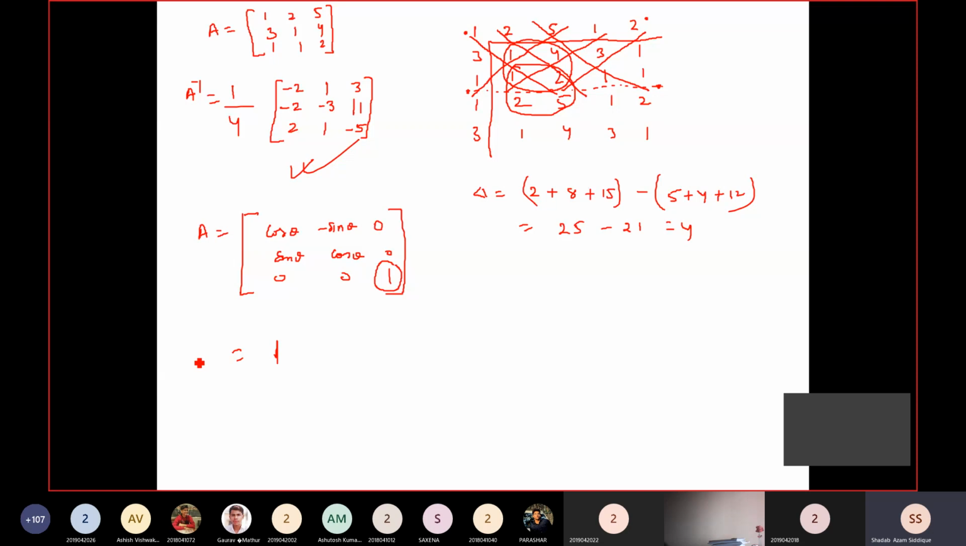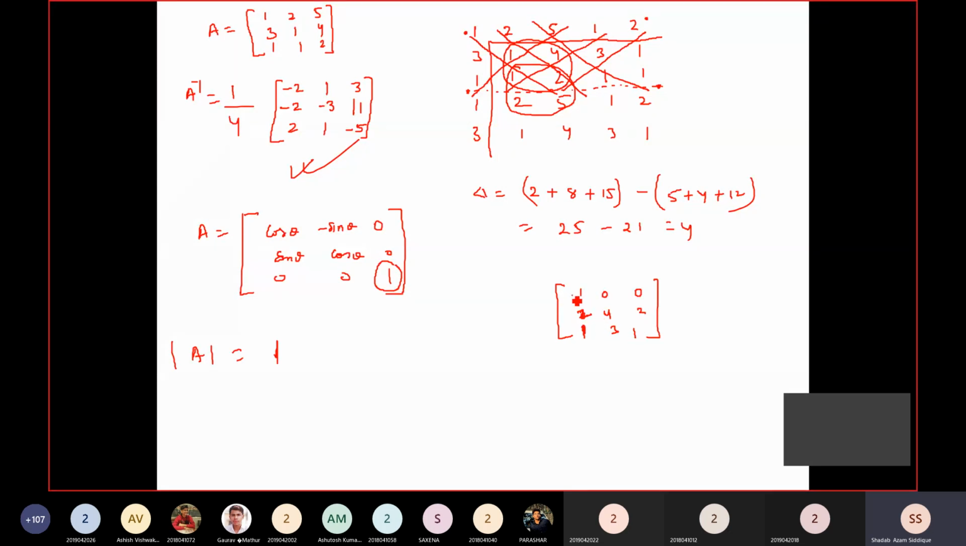This will give you determinant A is equal to 1. But I have used that shortcut method to find the determinant: you take a row. Suppose I have a matrix 1 0 0, 0 0 4, 2 3 1. So I can find the determinant even if this element is 2. No need to check. This is 1, so you can use it directly.